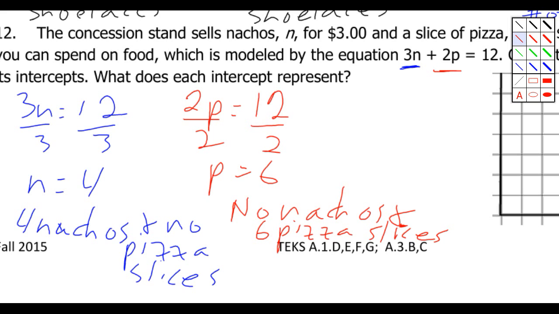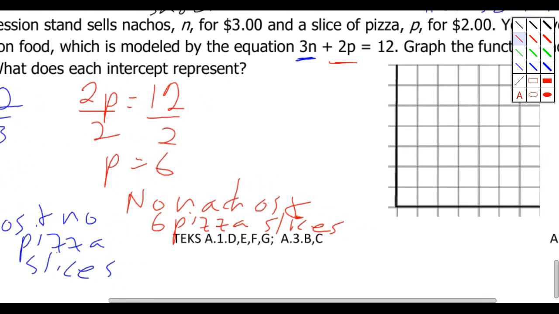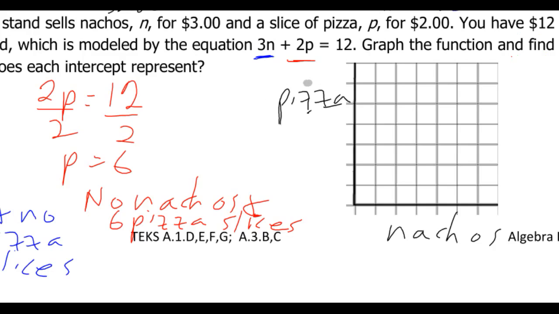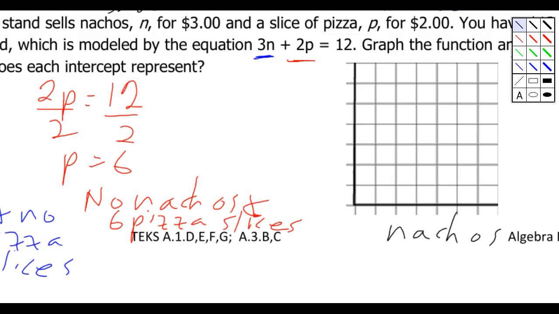Okay, now I wrote it that way because we actually need to graph this. So I really need to know which one of these I'm going to treat like X and which one I'm going to treat like Y. It really doesn't matter too much, but I'm going to go ahead and just say we have nachos down here. You could do this the other way and it would be perfectly fine. Nachos and pizza. Alright, so if we said we only bought one, we had, well, let's say we had no nachos and 6 pizza slices, so let's scale these, let's just say by 1. So 0, 1, 2, 3, 4, 5, 6.